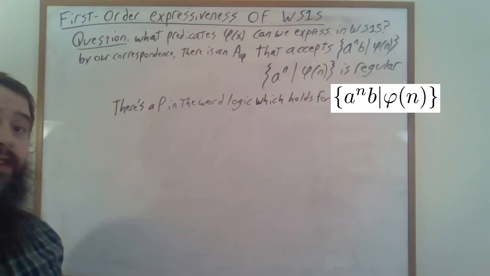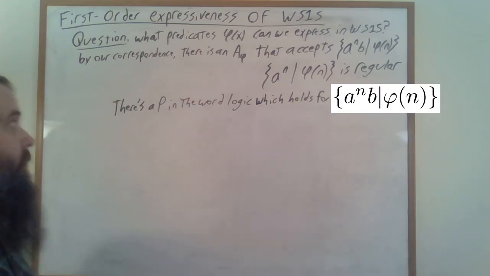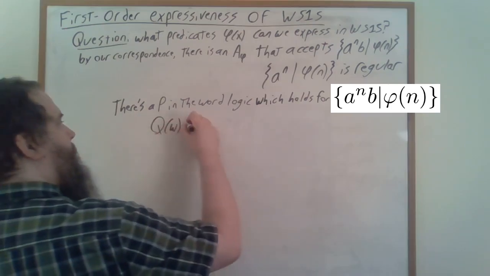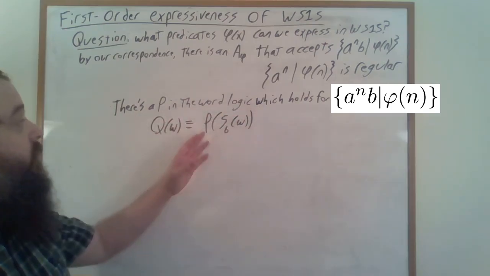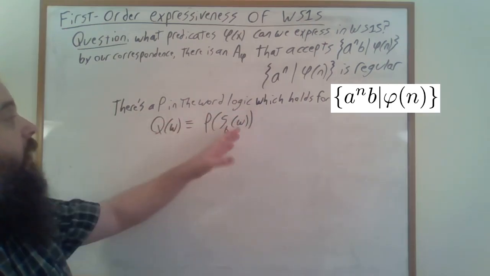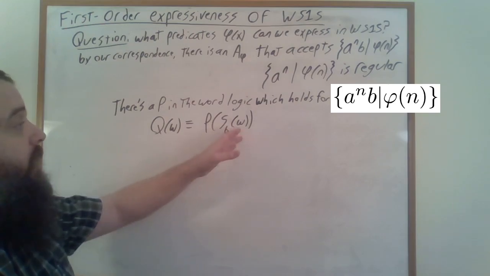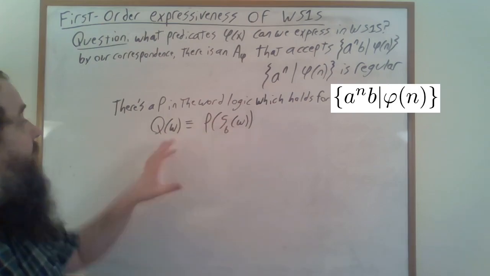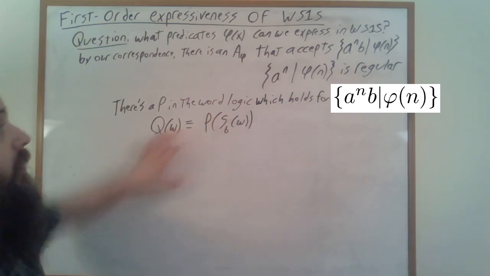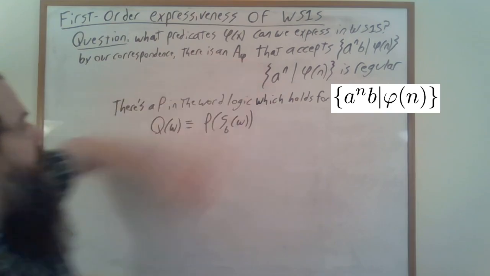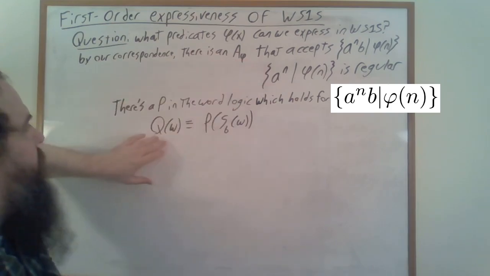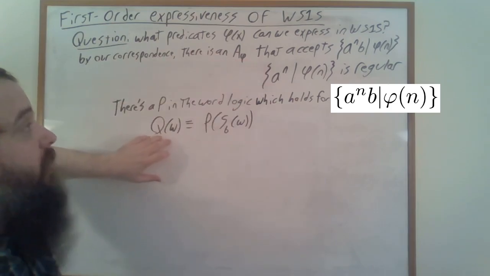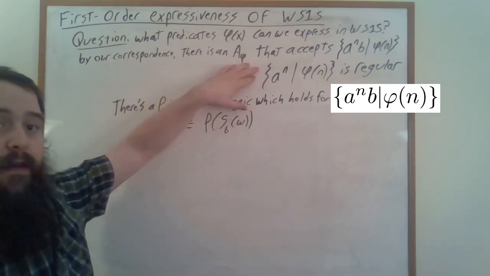And then we can just construct a new predicate in the word logic Q that holds if and only if P holds of the successor Bw, that is w with a b tacked on to the end. And thus the set of words that satisfy Q is going to be this set here, and because this set corresponds to a predicate in the word logic, we know it must be regular.